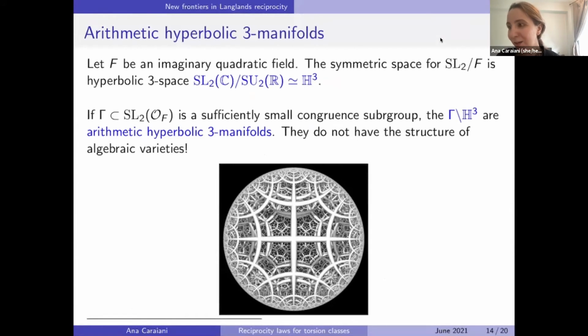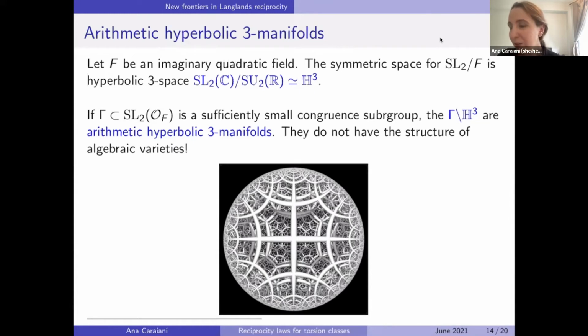And what you want to do is change your setting. So we were doing GL2 over Q or maybe SL2 over Q. And one way to change it is to replace Q by some finite extension. For instance, you could take a real quadratic field. It turns out that behaves very similarly to the original setting where you're working over Q. And another thing you can do is work with an imaginary quadratic field, such as the Gaussian numbers Q(i). And it turns out this setting is fundamentally different.